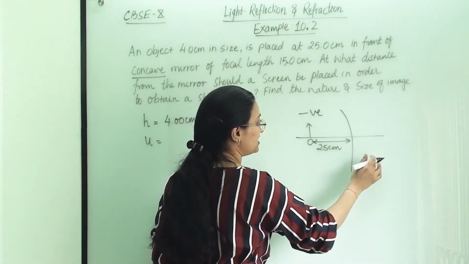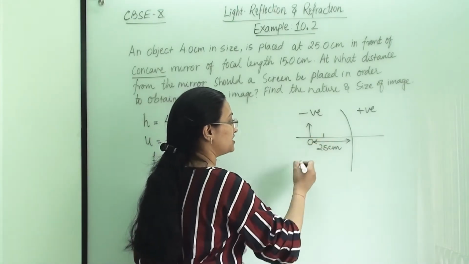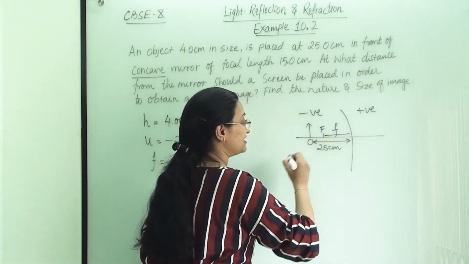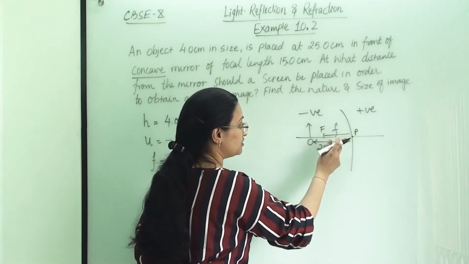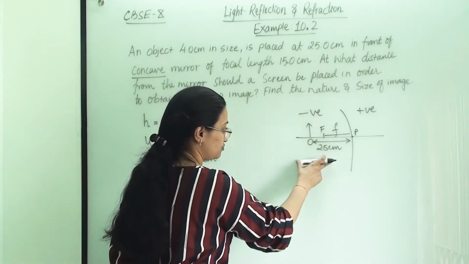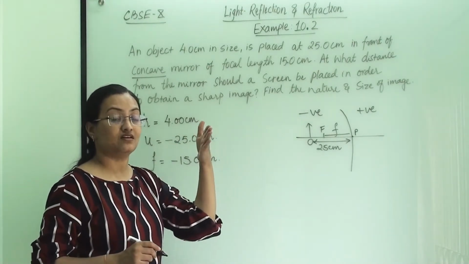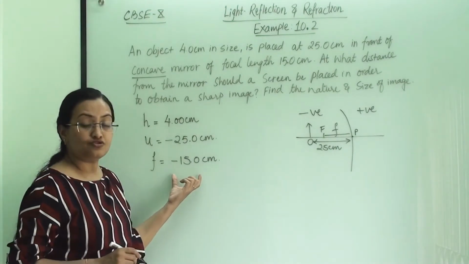So here the numerical is: an object 4 cm in size. That means the size of the object, which also refers to the height of the object. Now the height of the object is h and it is 4 cm. 4 cm is the height or the size of the object. Then it is placed at 25 cm in front of the concave mirror.